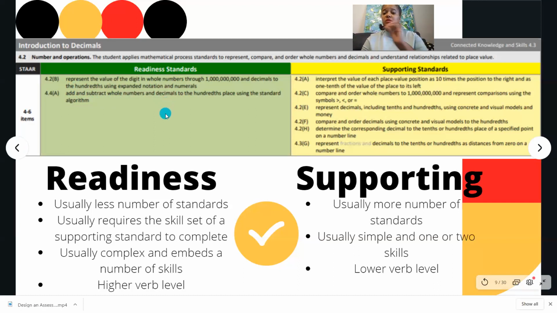So real quick, and we'll talk about that in the next slide. There's more skills. They're adding and they're subtracting. They're doing it with whole numbers and they're doing it with decimals. And they're doing it to the hundreds place and they're using the standard algorithm. That's a lot more skills. So that's just the breakdown of readiness and supporting. Let's go to the next slide.